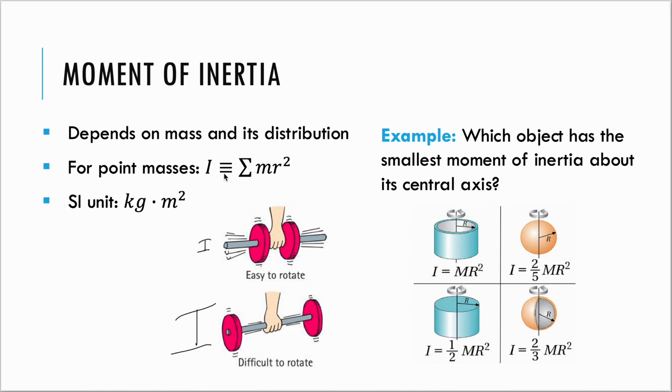Now, we're not always going to have point masses. Sometimes we're going to have objects with a defined shape and volume, such as one of these 4 objects over here. So which one of these objects has the smallest moment of inertia about its central axis? Whenever we are defining the moment of inertia of something, we need to know the axis about which it's rotating. The axis is going to affect the rotation because it's going to affect how the mass is distributed about that axis. So in this case, if we're rotating about the central axis, we can see that the solid sphere has the smallest moment of inertia. That means it's the easiest to rotate.